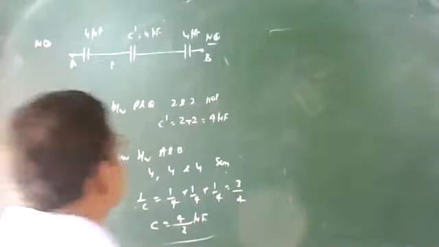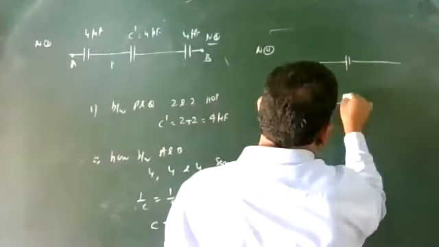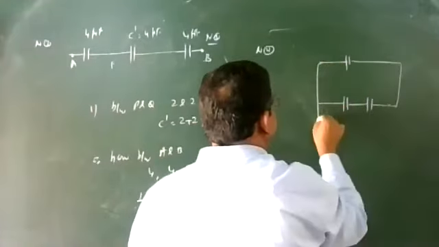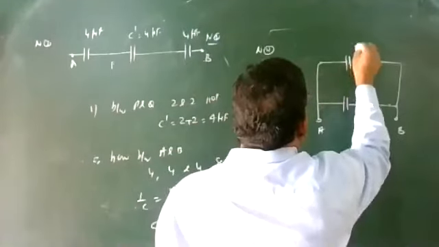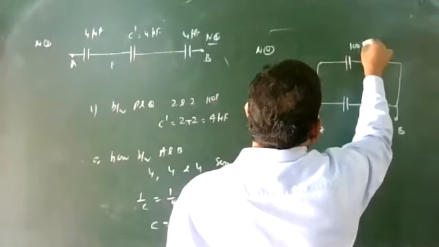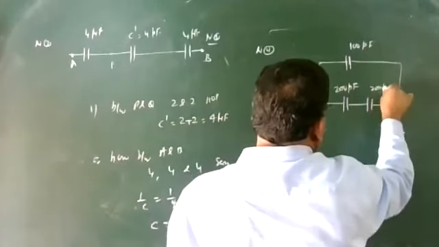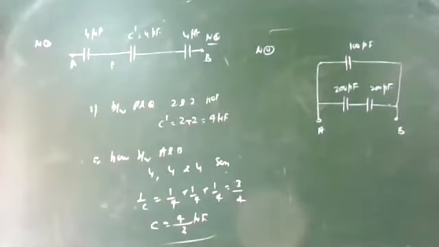Okay, next one. Find the equivalent capacitance between A and B. The capacitors are 200 picofarad each.